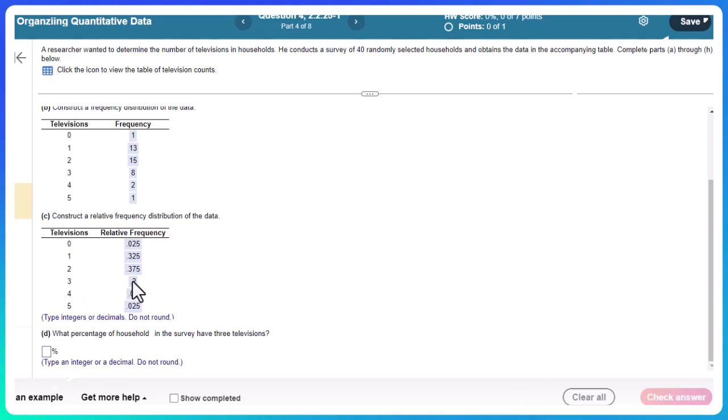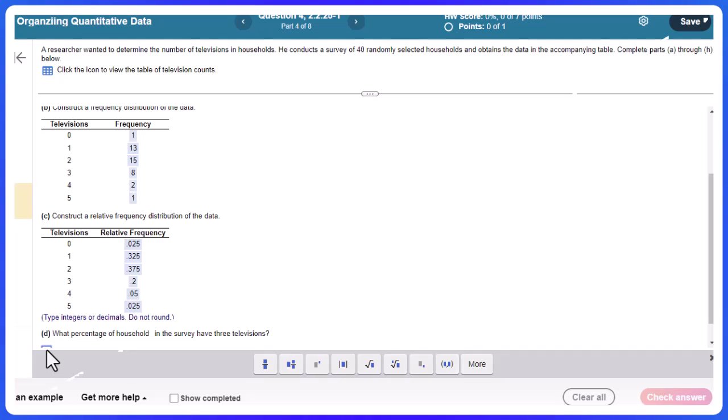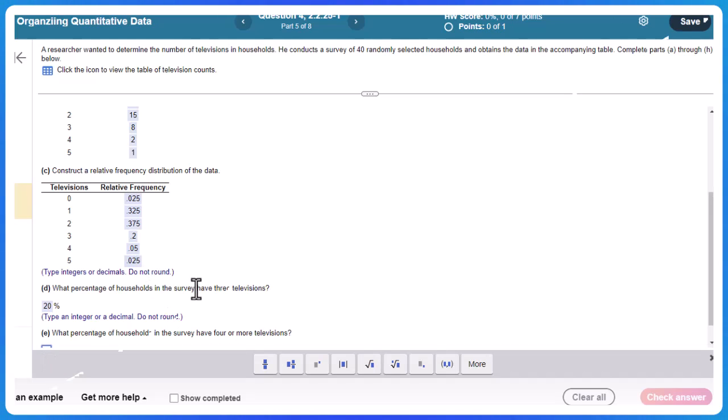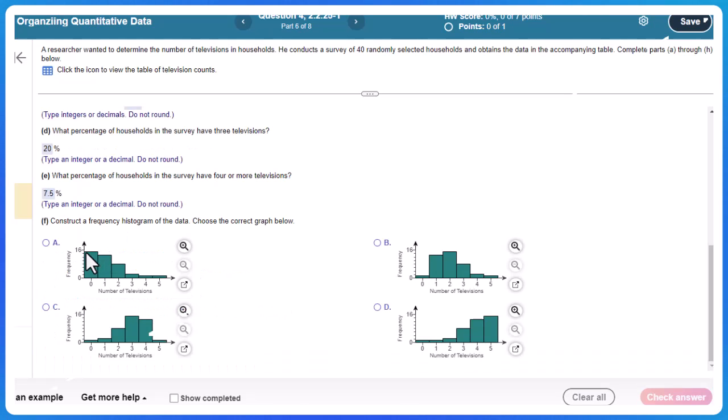So here we go. It's easier to look at the relative frequency. 3 was 0.2, so 0.2 is what percent? 20%. Good. What percentage of households in the survey have 4 or more televisions? So 4 or more is going to be what? It's going to be 5% plus 2.5%, which is 7.5%.